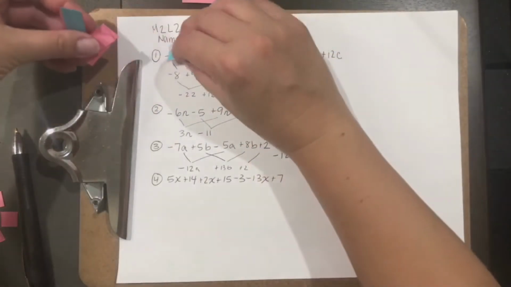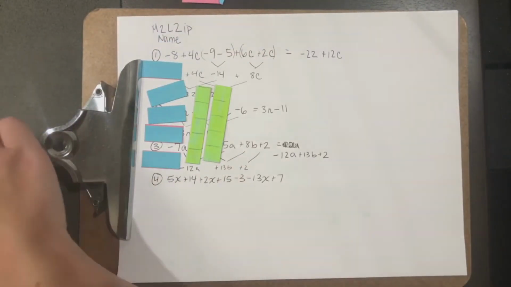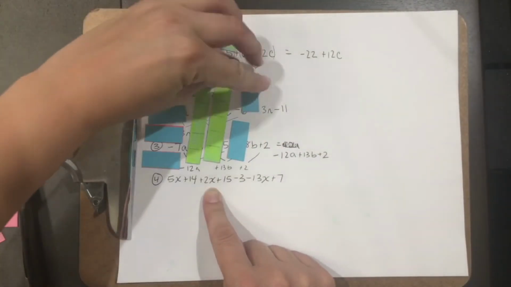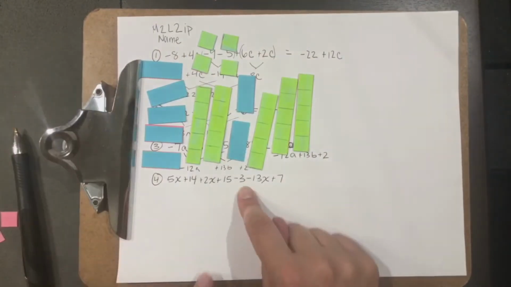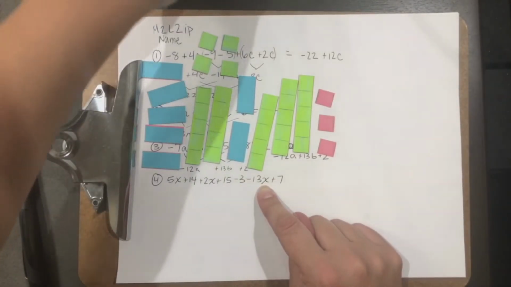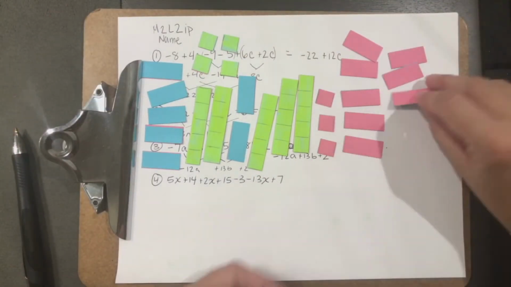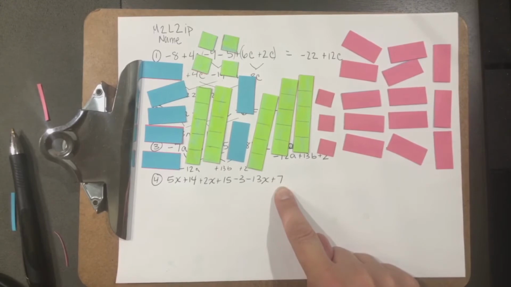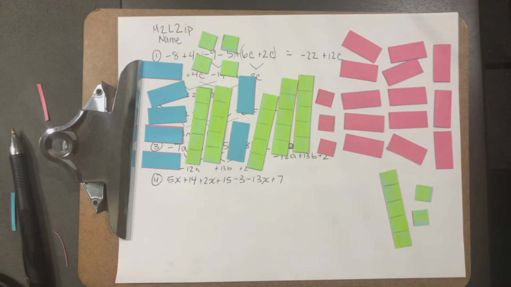We've got 5 positive x's, 14 ones, 2 more x's, 15 ones, now 3 negative ones, 13 x's, oh boy, I hope I have enough, let's see. Seven positive ones. Okay, that took up a lot of the page.